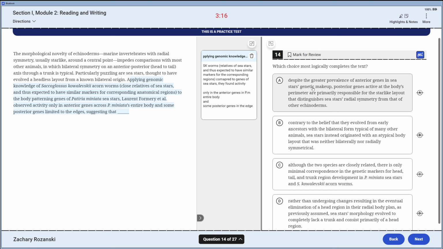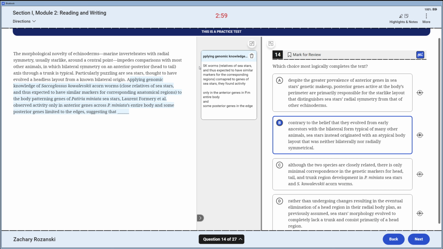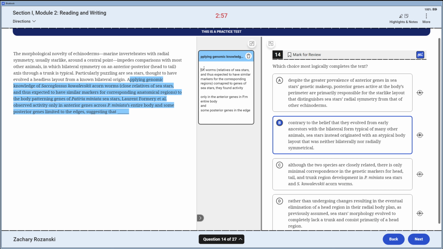Despite the greater prevalence of anterior genes in sea stars' genetic makeup, posterior genes active in the body's perimeter are primarily responsible for the star-like. Yeah, I don't know where any of these ideas are coming from. And I see that it's coming up in the next one, so I think I have to read more. I don't know. My reading comprehension is so cooked. Maybe I'm just not smart enough, but this one is a doozy.